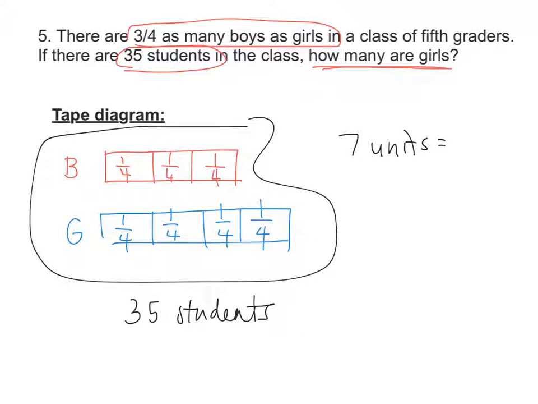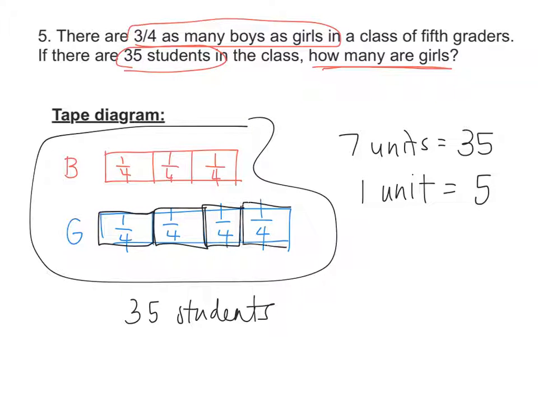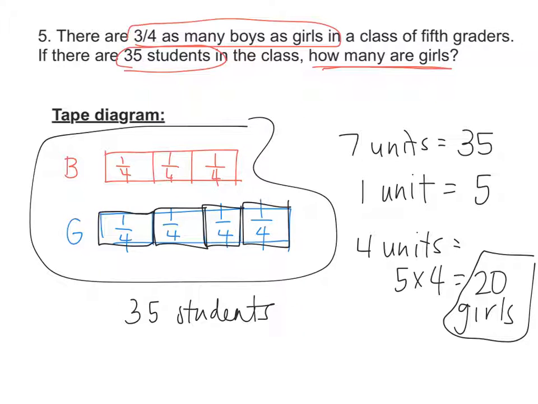So the 7 units is how many students altogether? 35. So, how much is 1 unit? 35 divided by 7, which is 5. So then the question's asking, how many are girls? So how many girls are there? How many units are there for girls? Good, there's 4 units. So therefore 4 units is how many girls there are, which is 5 times 4, which is 20 girls. Okay, so you need to be able to draw a tape diagram that looks like this too.